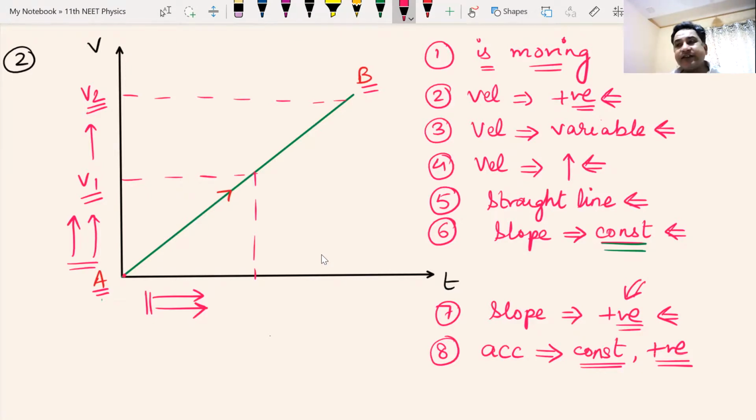Does anyone have any doubt on this? Please raise your hands. Abhiram, I'll ask you to unmute. Okay, you don't have a doubt. So I guess this graph is clear now.